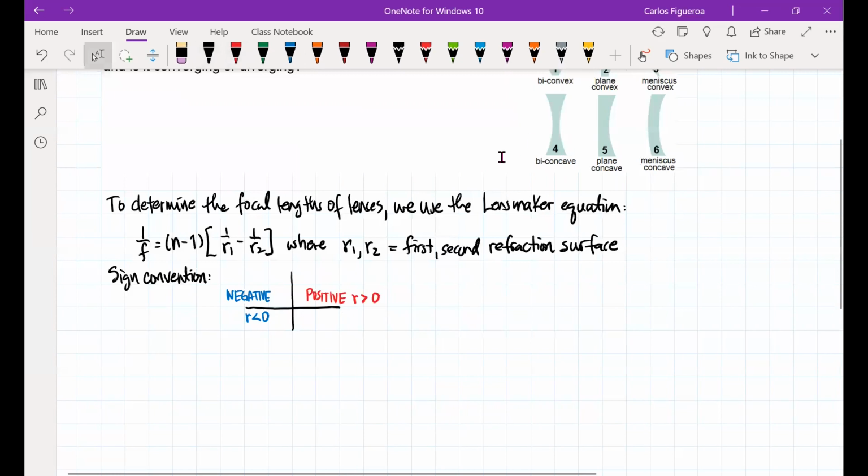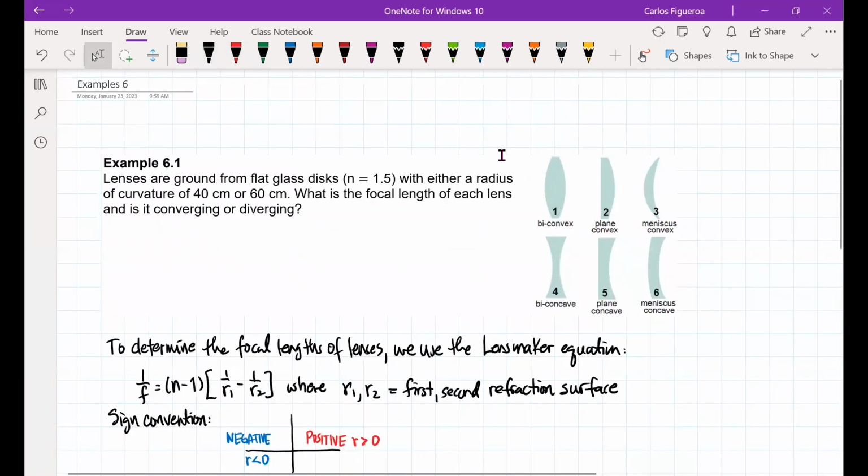Now, if you look at lens 3, it could either be 40 centimeters or 60 centimeters. But the curvature of the outside of lens 3 is shorter than the one on the inside. So I'm going to assume that lens 1 is always 40 centimeters. So let's go look at that.